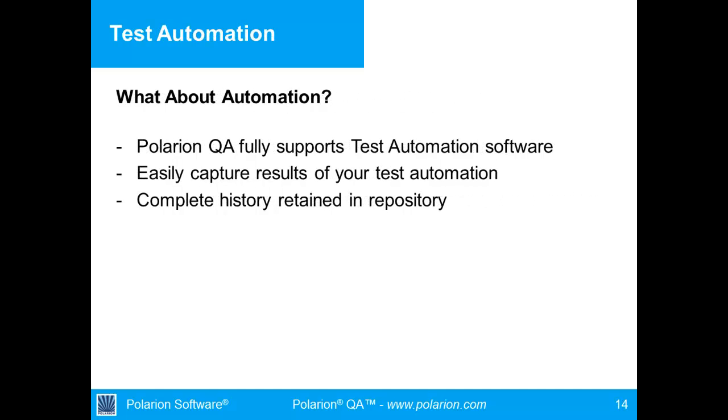Test automation. What about test automation? With Chlorine QA, you can support pretty much any test automation software. Out of the box, our product supports all the XUnit and JUnit test automation frameworks. All your test automation results can be captured and managed within the Chlorine QA platform. This gives you a recorded history in your repository and hopefully could satisfy your auditing requirements.